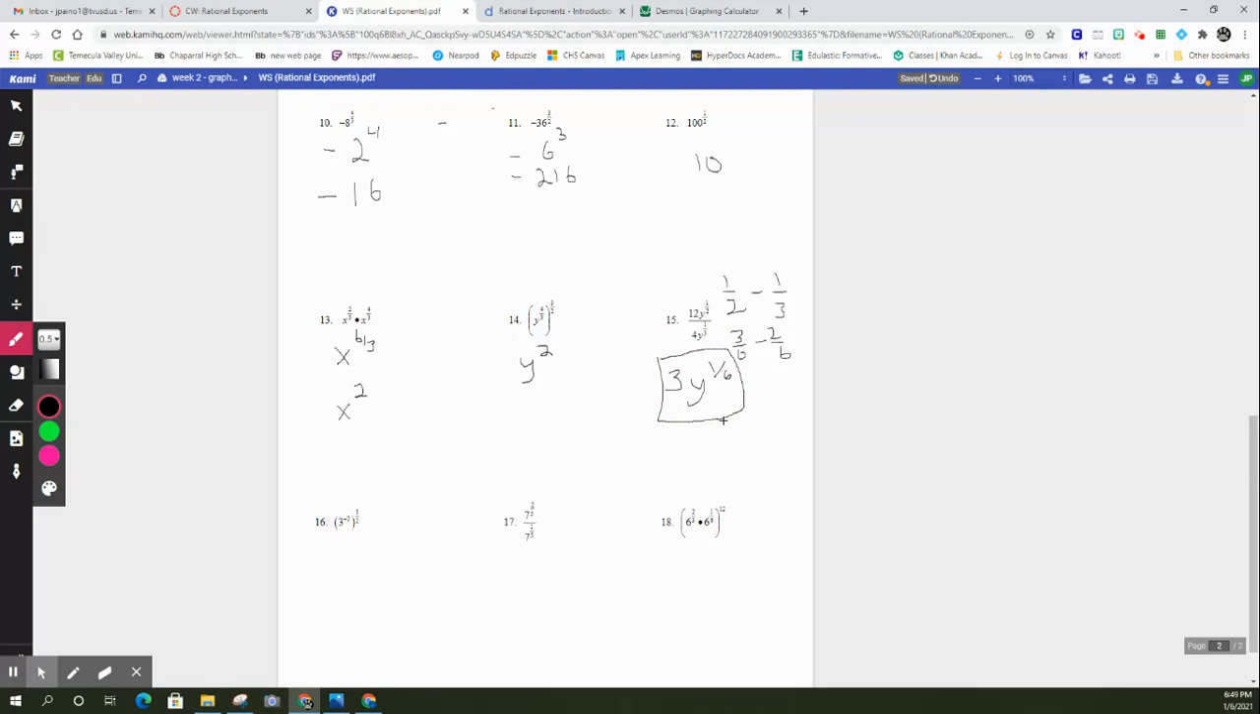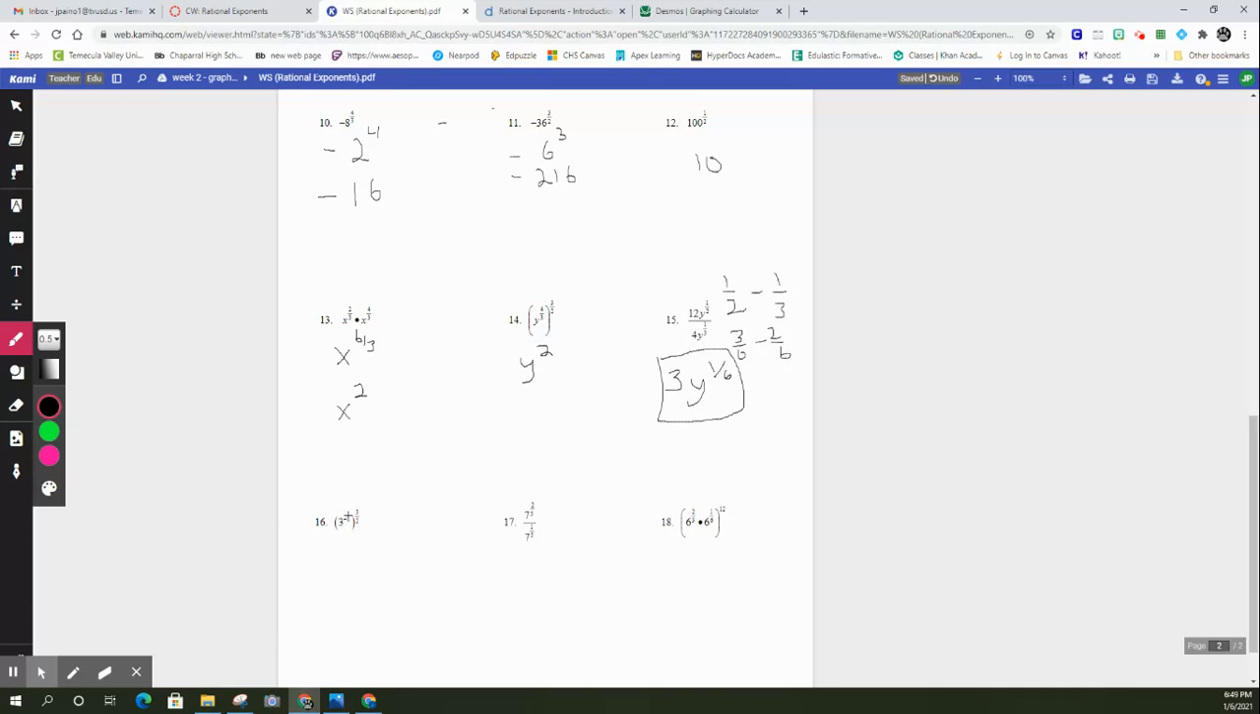All right, so we got to make sure, like 13 was easy because it had a common denominator, so it's easy to add those fractions up. And 15, the denominators were not the same, so you had to get common denominators before you subtract.